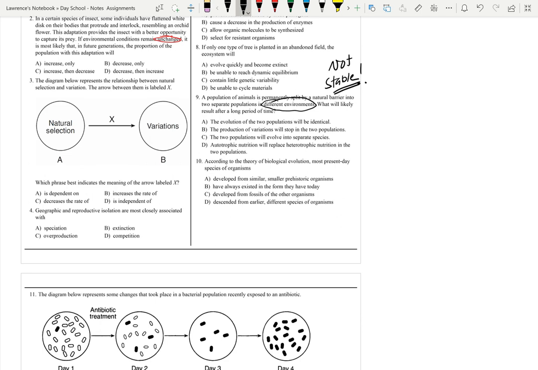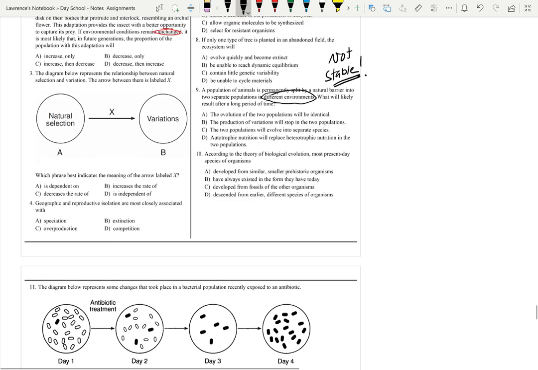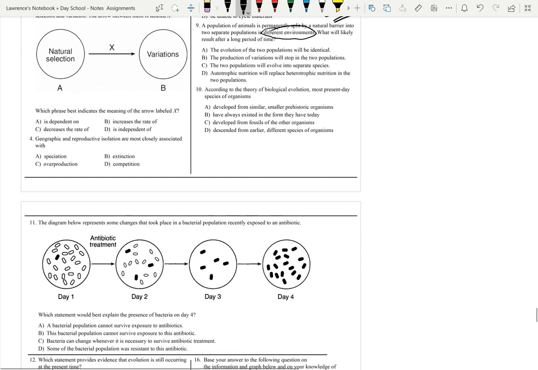10. According to the theory of biological evolution, most present-day species of organisms A. Developed from similar, smaller, prehistoric organisms. Doesn't necessarily have to be smaller. I mean, chickens developed from dinosaurs. Dinosaurs are much bigger. B. Have always existed in the form they have today. You're right.